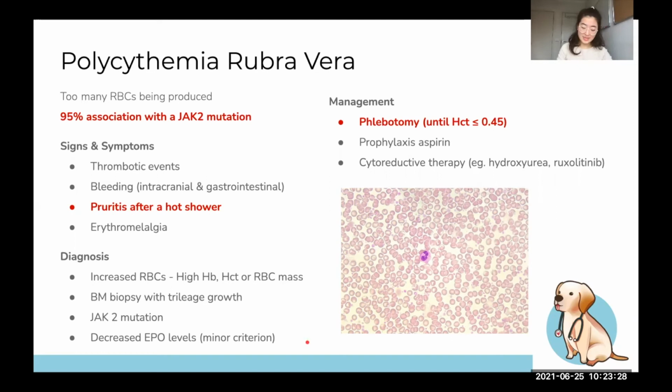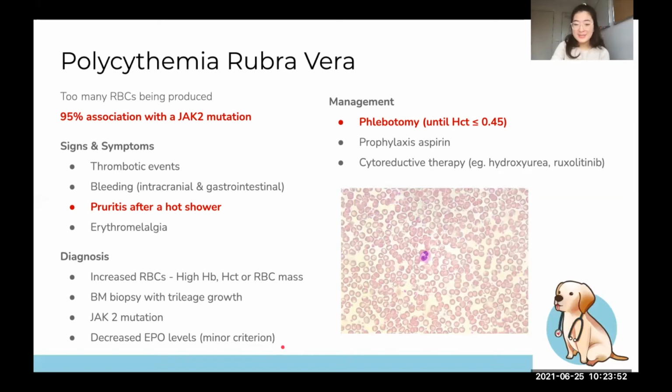Which is what you'd expect, because if you have too many red blood cells, you would want to not produce any more. So that's why there's a negative feedback, which dampens down the EPO. In terms of diagnosing, you either have to have all three of them being met, or you need to have two of them and also decreased EPO levels. Don't need to know too much of that in second year though.